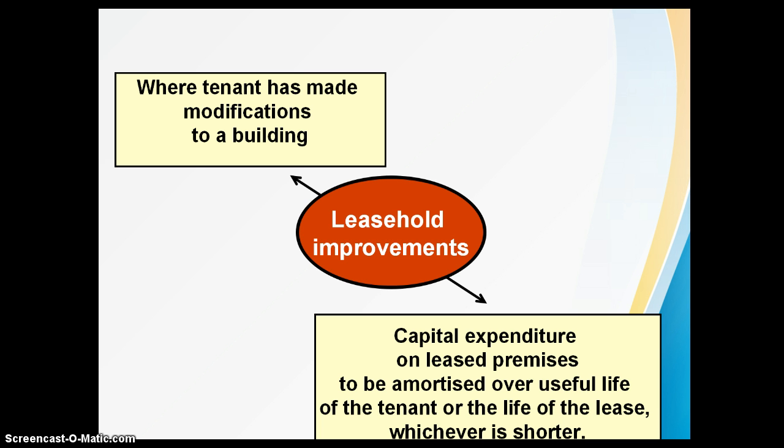In terms of leasehold improvements, this is where the tenant has made a modification to a building, and the cost of that modification will become a capital expenditure, and that expenditure will be amortized over the useful life of the tenant or the life of the lease, whichever is shorter.